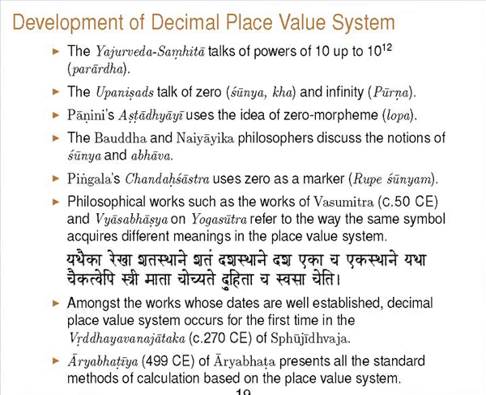The history of the decimal place value system goes back to the Vedas. They use the system to the base 10 very naturally. The Upanishads talk of 0 and infinity.